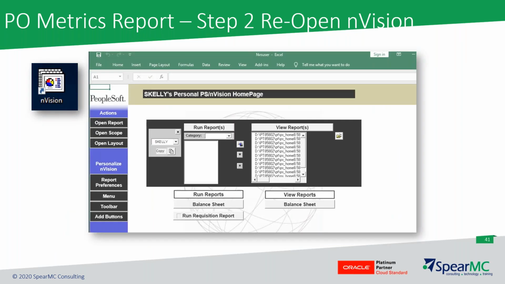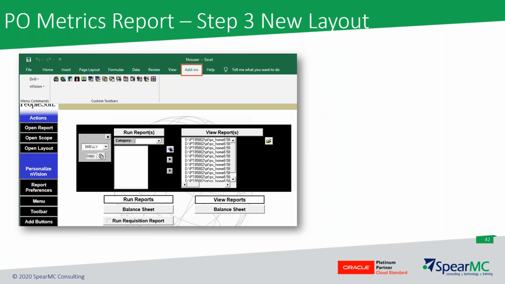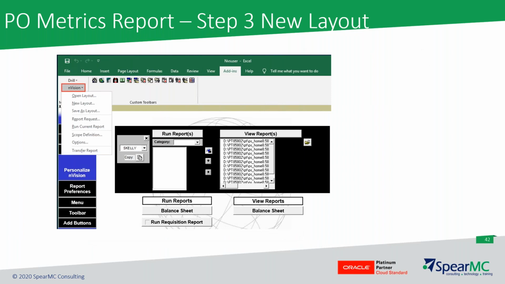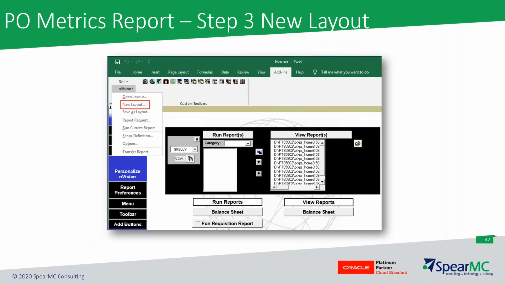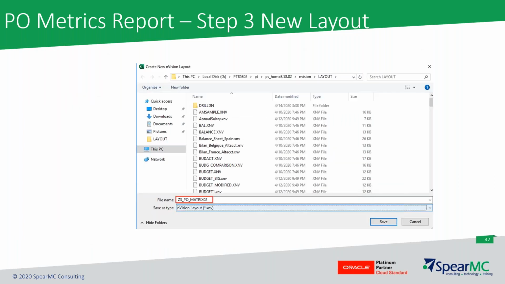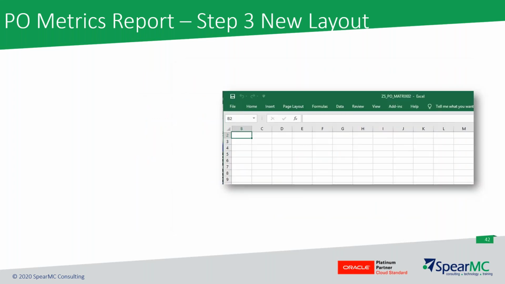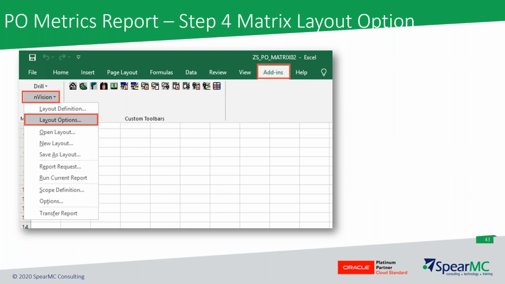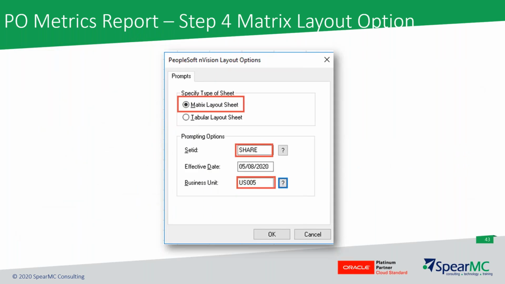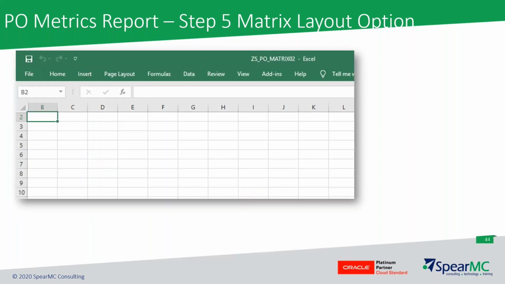Okay, so now I'm going to go back into nVision. Doing a new layout, giving it a name. And the key here, when I go to defining the layout options, I am going to specify matrix layout. That is the default. Going to get in a set ID and business unit just for defaulting, prompting defaulting.